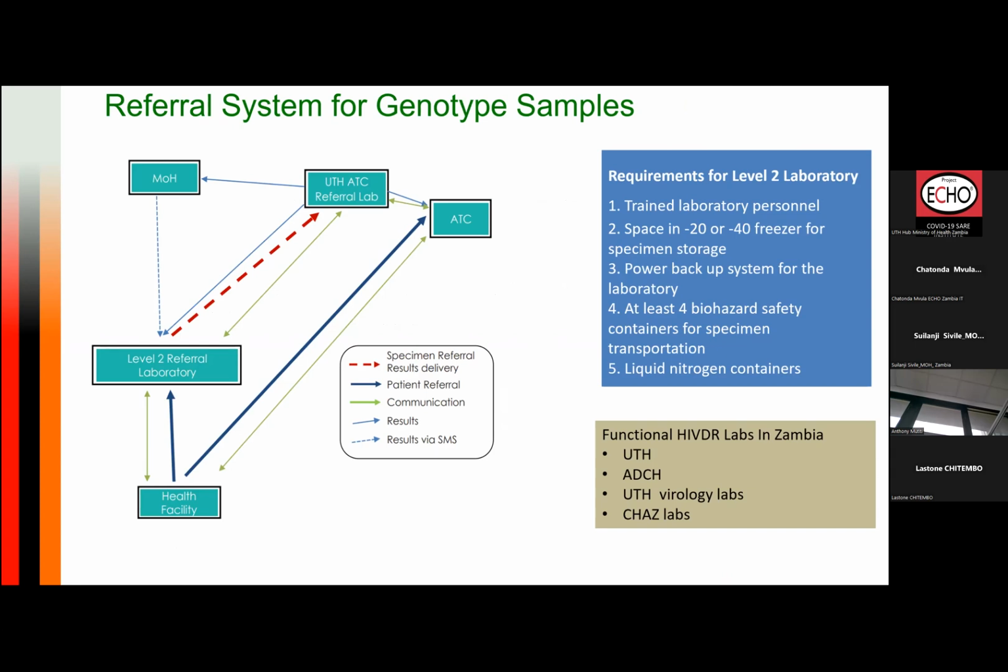So what we are saying is, we have these referral labs, the 4 HIV drug resistance labs. There are 4 now: UTH, ADC, UTH virology labs, and CHARS labs. So all facilities will refer first to their level 2, which in this case is the molecular lab, where you send your viral loads, and it's that lab which sends to these genotype labs. Obviously, you have to put the requisition and so on, which will be visible to us.